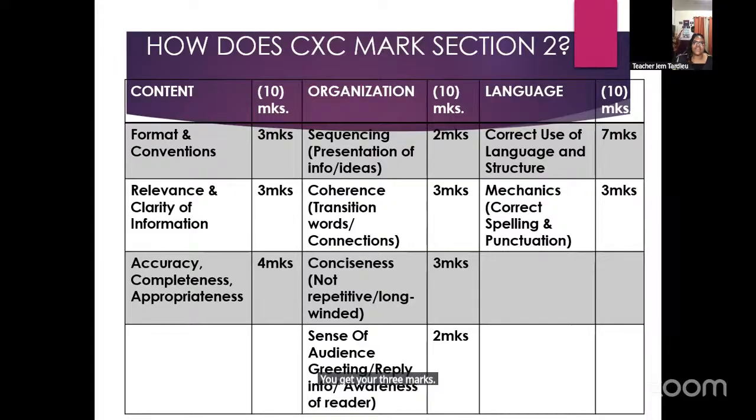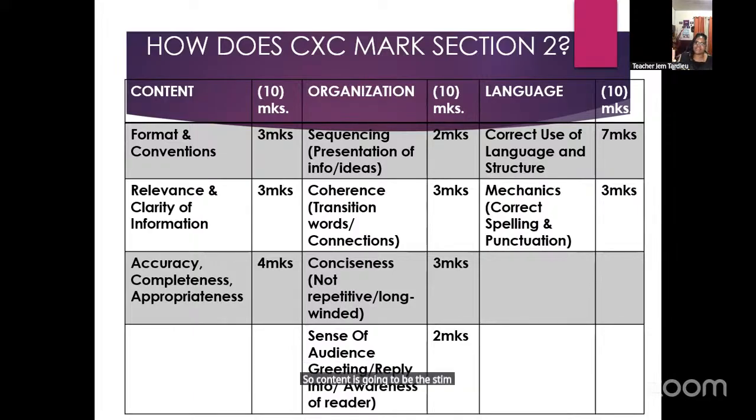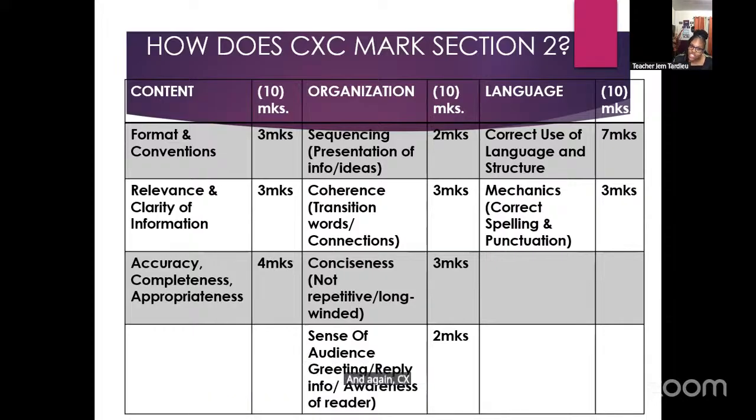Your accuracy, completeness, and appropriateness. So this is under content. Content is going to be the stimulus that CXC, or the prompt that they would have given you. The information in that prompt is the content. And again, CXC doesn't leave anything to chance. They give you all that you need in that prompt. So usually you just have to be able to know what to extract and how well to extract it. So accuracy, completeness, and appropriateness is 4 marks.